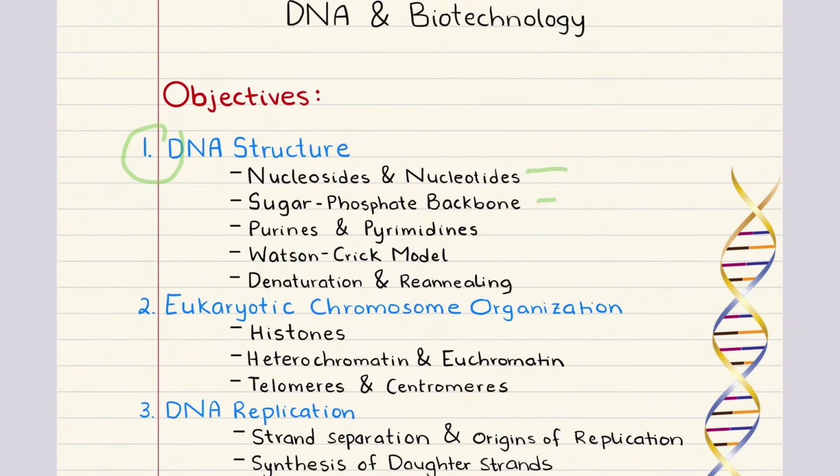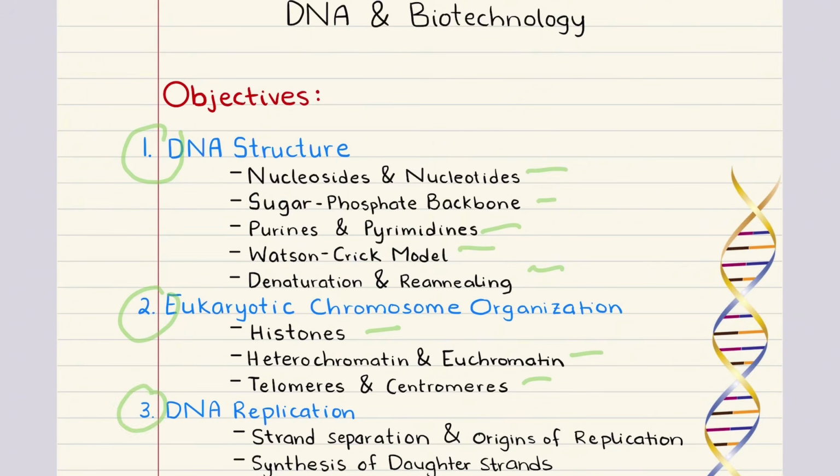We're also going to discuss purines and pyrimidines, and then we're going to walk through the Watson-Crick model of the DNA double helix. Finally, we're going to explain what it means for DNA to denature and reanneal. Next, we're going to explore how DNA is packaged inside cells by diving into eukaryotic chromosome organization. We're going to talk about histones, the difference between heterochromatin and euchromatin, and what roles telomeres and centromeres play.